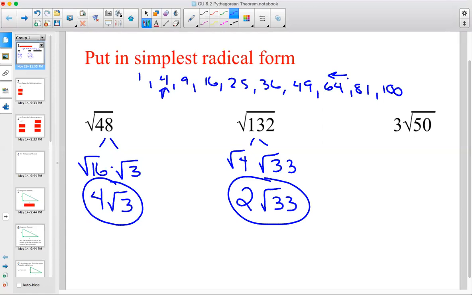Now when we have a term like we have on the right here, 3 times radical 50, I'm going to leave this 3 part alone, and I'm just going to focus on the radical.